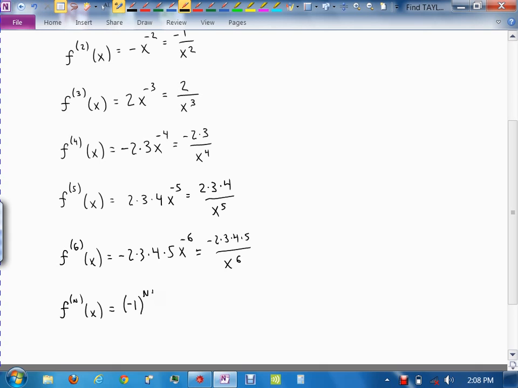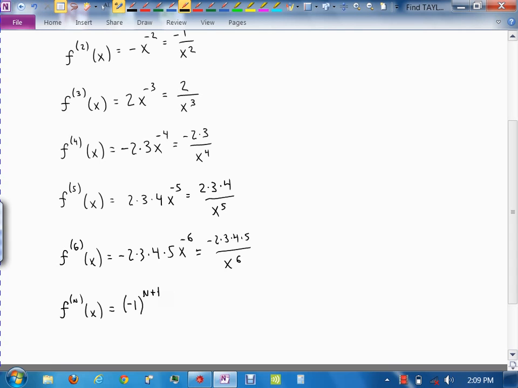Negative 1 to the n plus 1, or you could go n minus 1, right? Let's check this. If I plug in 6, sixth derivative, what's 6 plus 1? 7. Negative 1 to the 7th is negative, so that's going to give me a negative, right? If I go to the fifth derivative, 5 plus 1 is 6. Negative 1 to the 6 is positive, right? This should take care of the alternating.